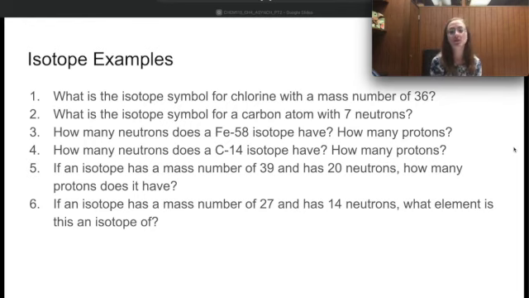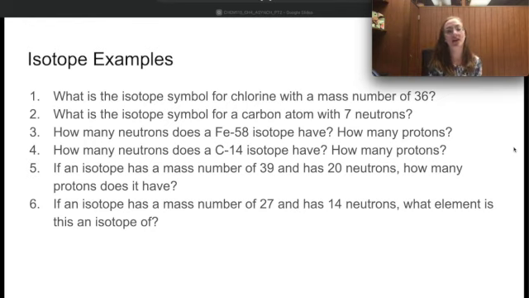So for the last one here, example number 6, we're going to do a very similar example. If an isotope has a mass number of 27 and has 14 neutrons, what element is this an isotope of? So we already kind of did this in example number 5. We'll do it again here. So go ahead and pause, and now you're going to hear my thought process.